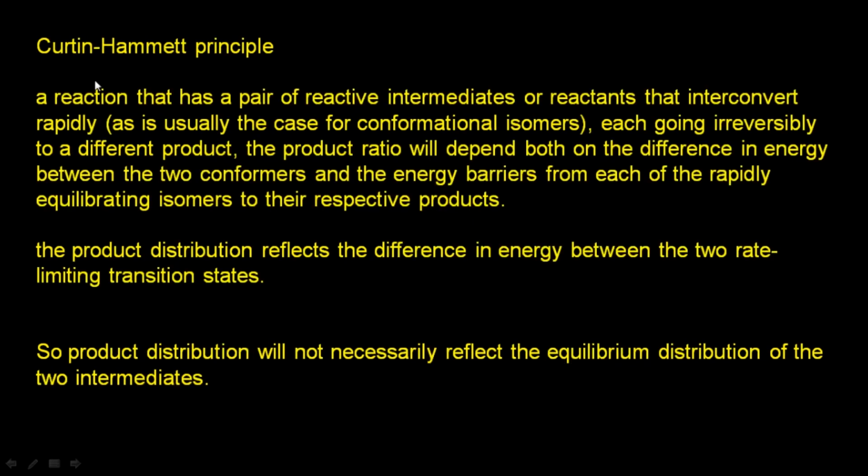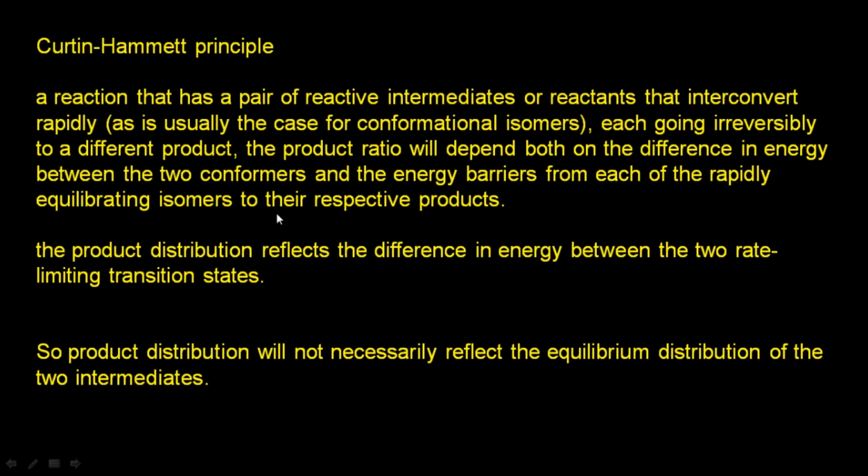Now, what is this Curtin-Hammett principle? What it says is that a reaction has a pair of reactive intermediates or reactants that interconvert rapidly. So, if you have, say, A and B, two different conformations, they interconvert very fast because, being conformational isomers, the energies are not very different, each going irreversibly to a different product. So, they quickly shift from one conformation to another, but then they go into the product. So, the product ratio will depend both on the difference in energy between the two conformers and the energy barriers from each of the rapidly equilibrating isomers.